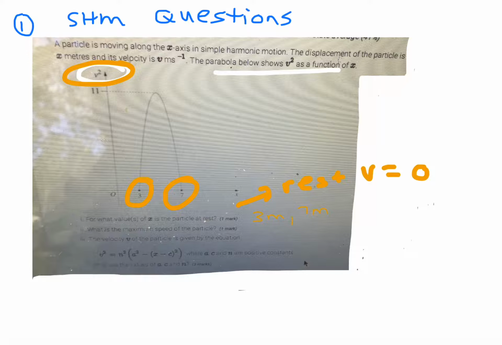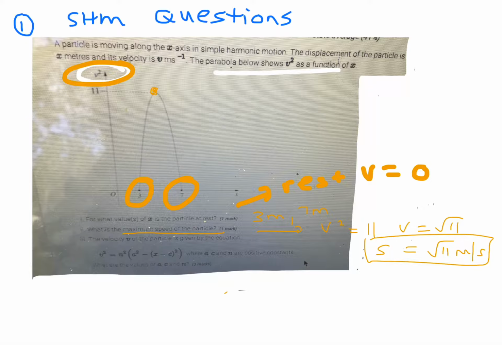Okay, what is the maximum speed of the particle? So that's the biggest speed. So you've got to be careful here, because this is v squared, which equals 11. So the maximum speed would be v is root 11. So root 11, we're talking speed, that's why it's positive. Root 11 meters per second.